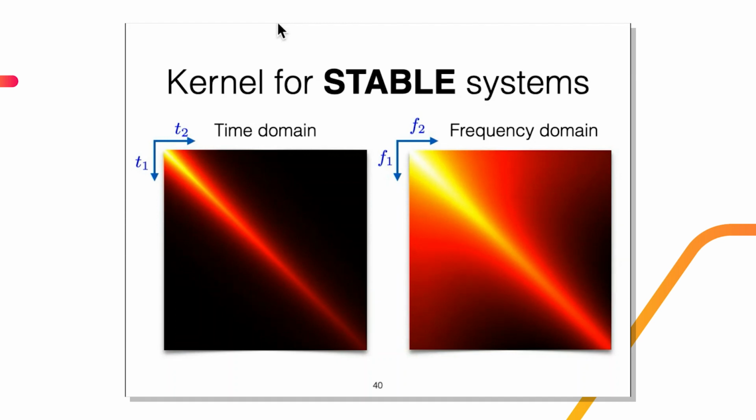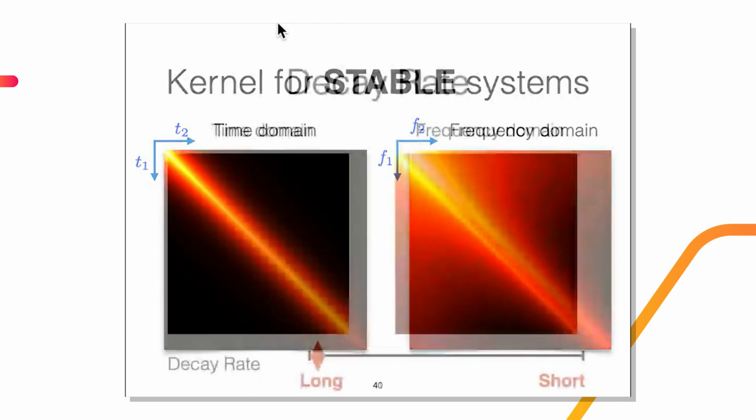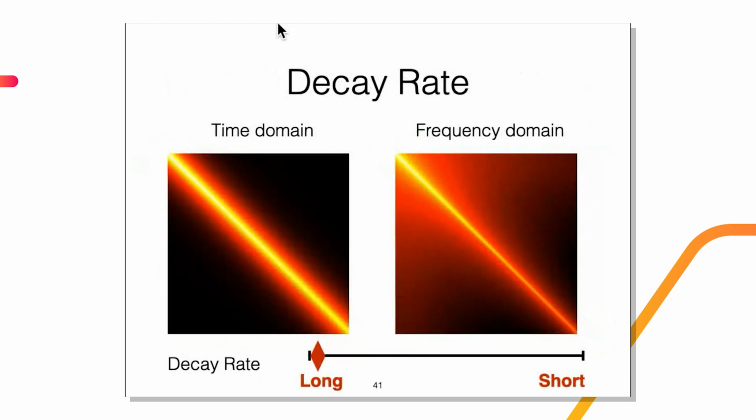The kernel in the time domain has two so-called hyperparameters. It is determined by the decay rate: how fast does the main diagonal decay, and how fast do the off diagonals decay? The first thing is the decay rate, that is, how fast the main diagonal decays. On the left-hand side now you see the DC kernel where the decay is very, very slow.